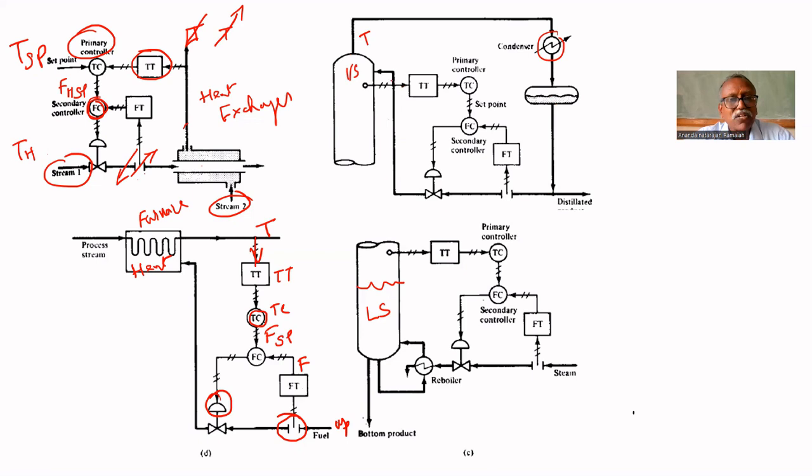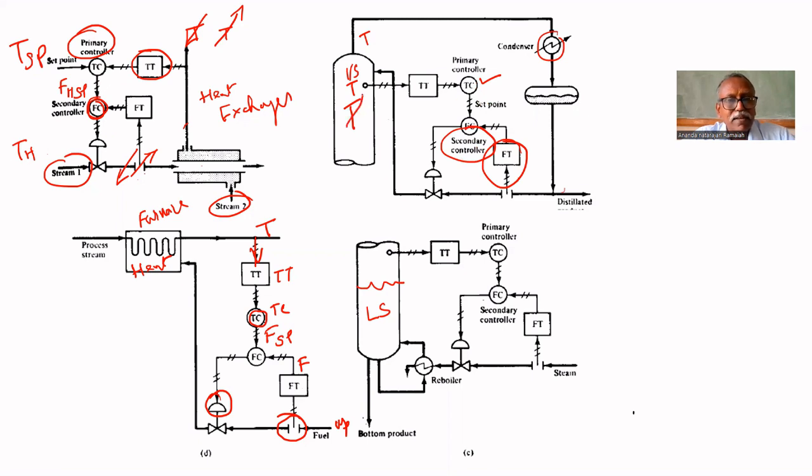This will be fed back to control the temperature of this top product. To control this temperature, this distilled top product will be fed back again. That is called reflux ratio control. For that, the main controller measures the temperature here and it gives the set point to this flow controller. So the flow controller is the secondary controller. The set point is given by the primary controller.